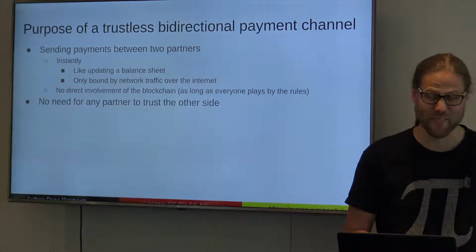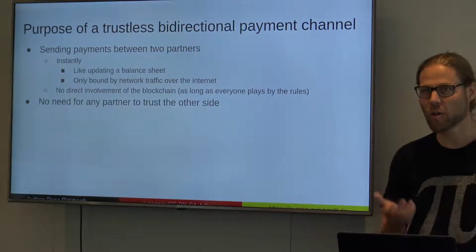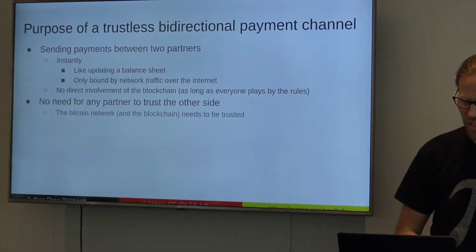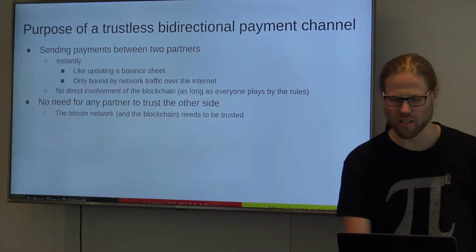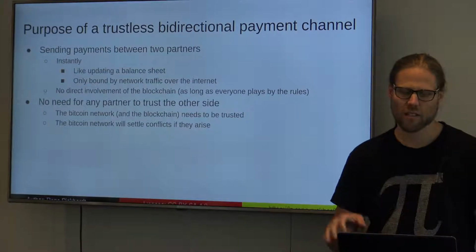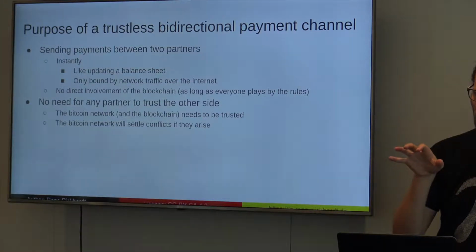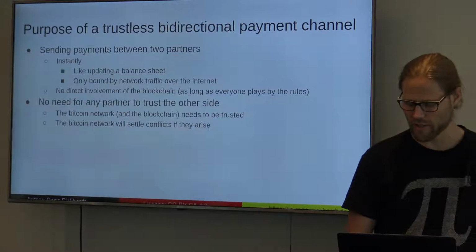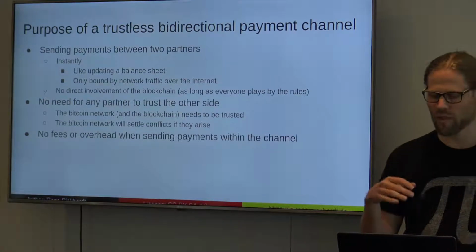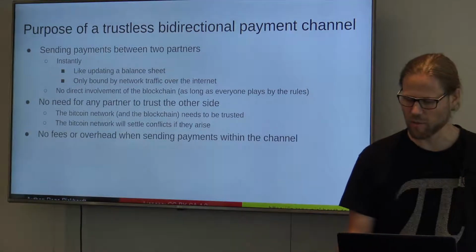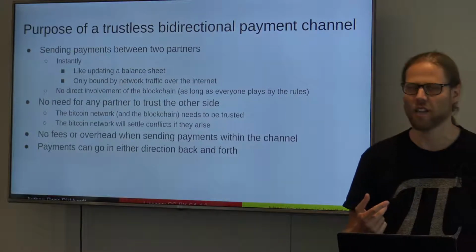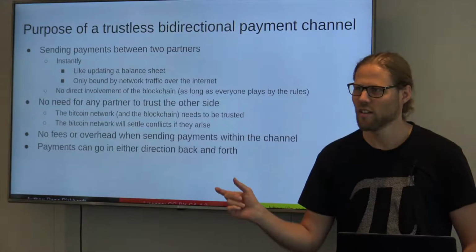Well, to some degree, yes, obviously. The blockchain, yes. This is really where all the trust is being pushed to and mitigated to, right? So the Bitcoin blockchain and the Bitcoin network need to be trusted. But the Bitcoin network will only need to be trusted in order to settle conflicts if they arise. Then we don't want to have high fees or overhead when sending payments within the channel. And the crucial part about these channels is that payments can go back and forth, right?